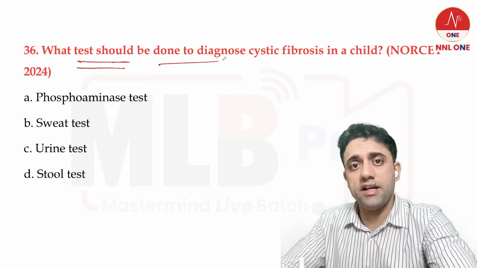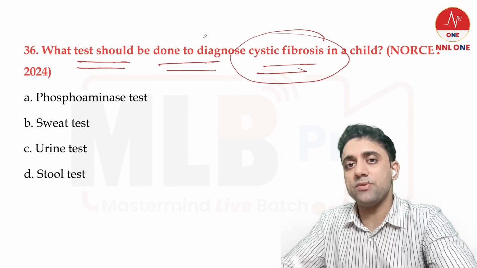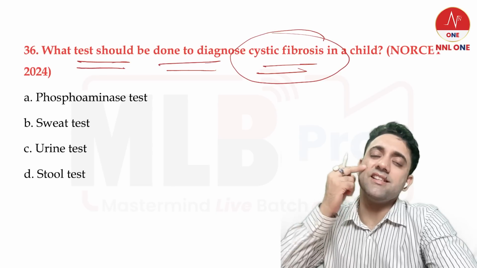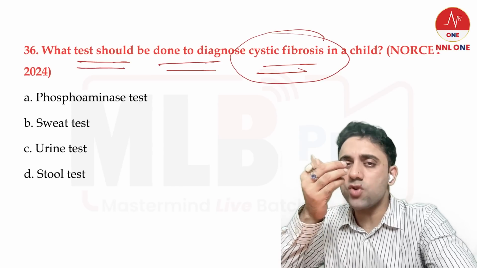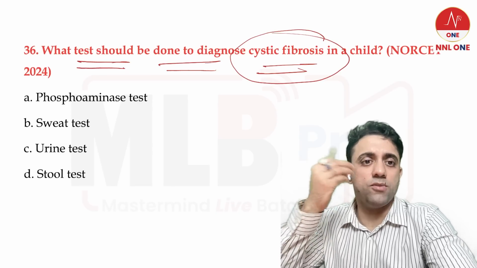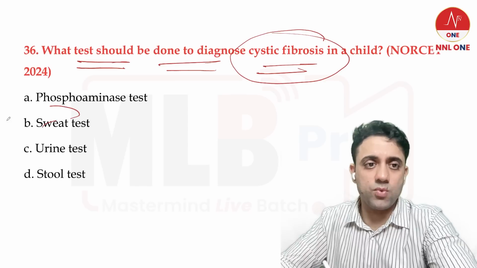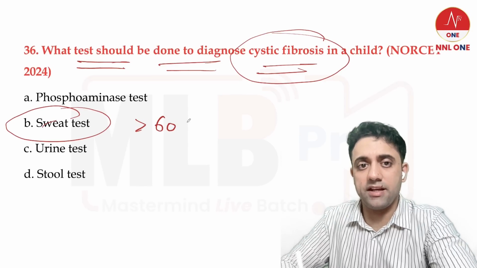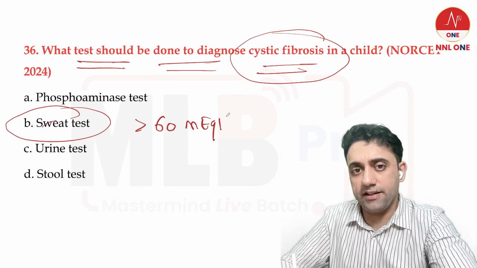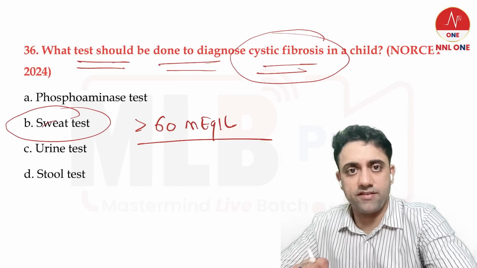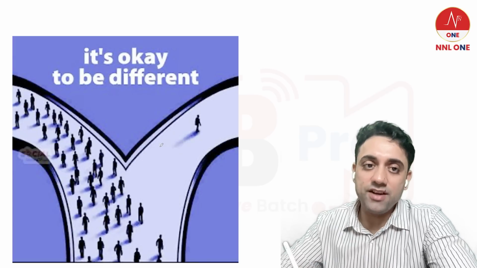What test should be done to diagnose cystic fibrosis in a child? A mother while kissing her child found her child's skin salty tasting. So basically the sweat chloride level or sweat test, if it is more than 60 milliequivalents per liter, that is significant for cystic fibrosis.